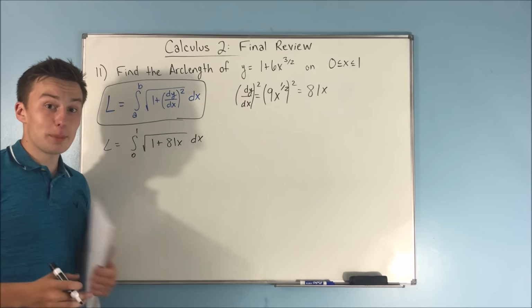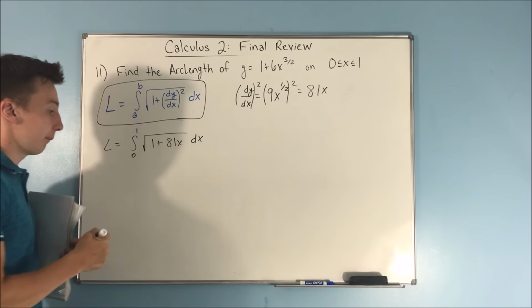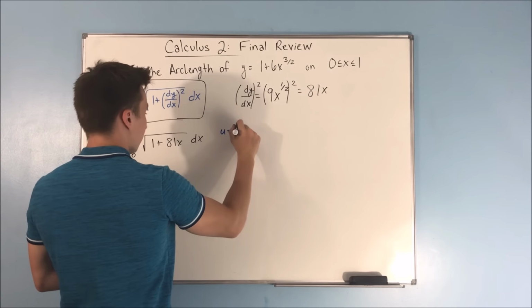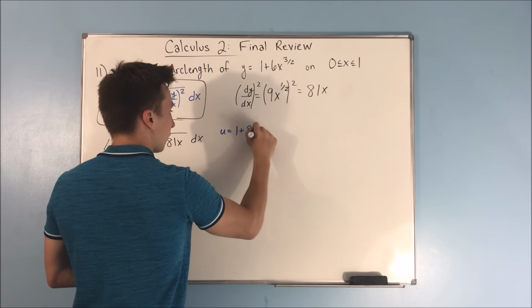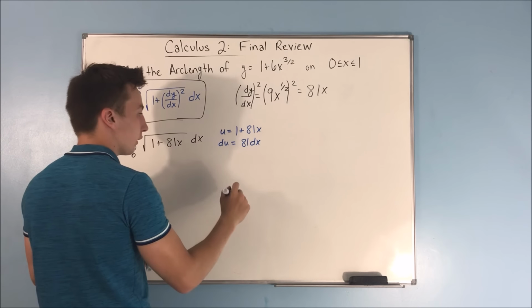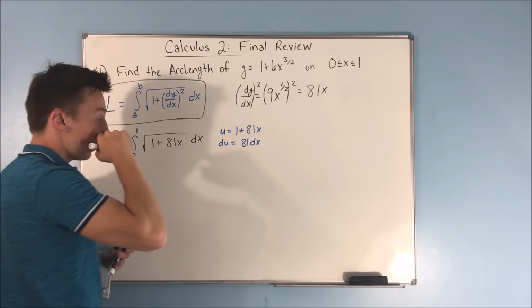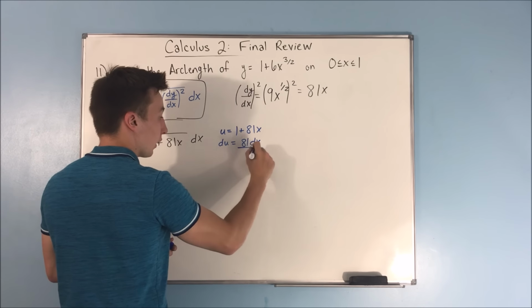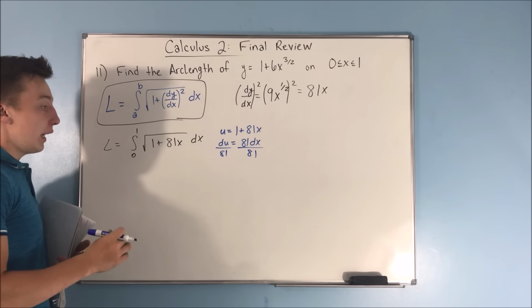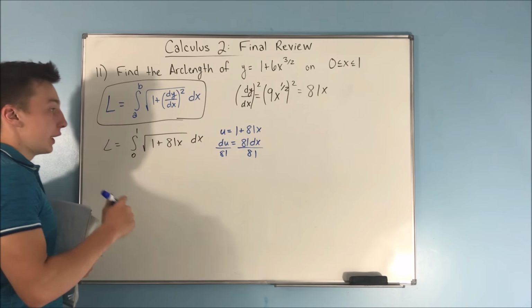All right, and this just becomes a pretty easy u substitution from here. So we get u equals 1 plus 81x, and du is going to equal 81 dx. We don't have an 81 just laying around here, so we're going to divide by 81 on both sides. And also we need to change our bounds.